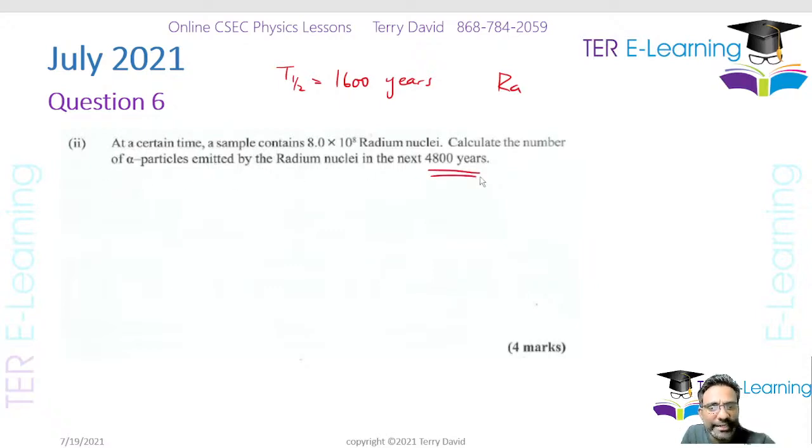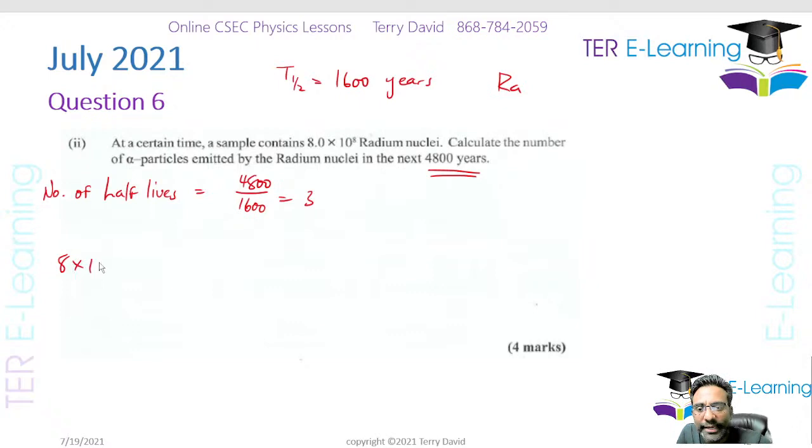So let's see. This 4,800 years, we need to figure out how many half-lives we have here. That's the first thing we need to do. So the number of half-lives is going to be 4,800 divided by 1,600, and that is actually equal to 3 half-lives. So what we're going to do, let's start off with this amount of radium nuclei. That's how much we have initially.